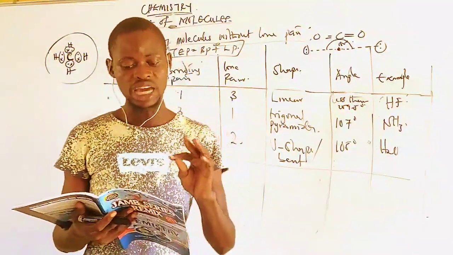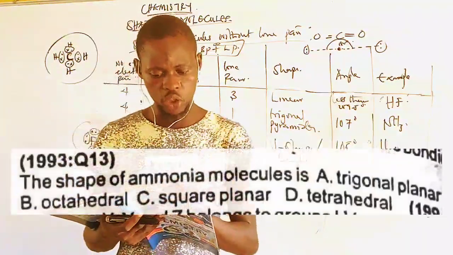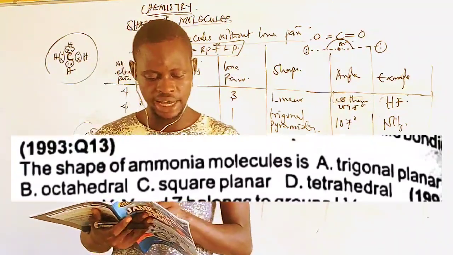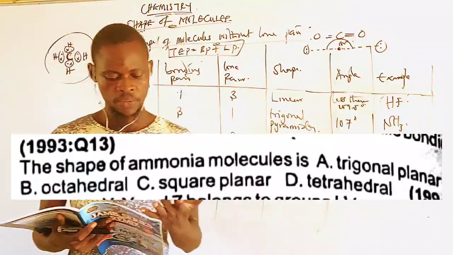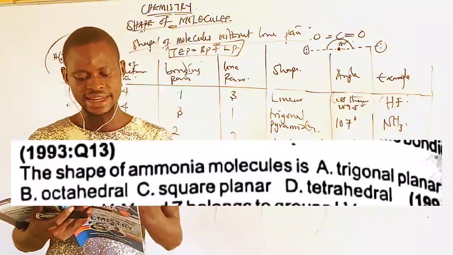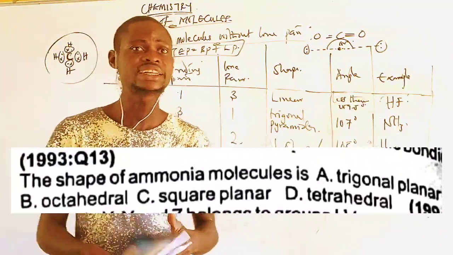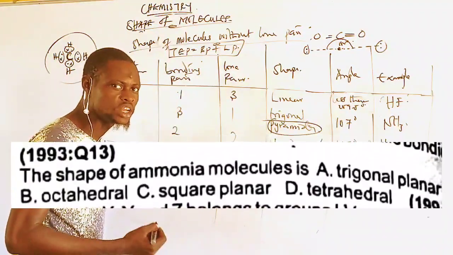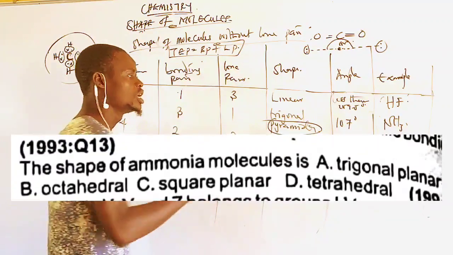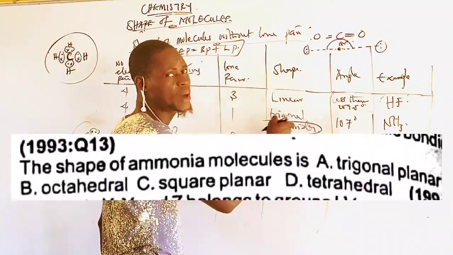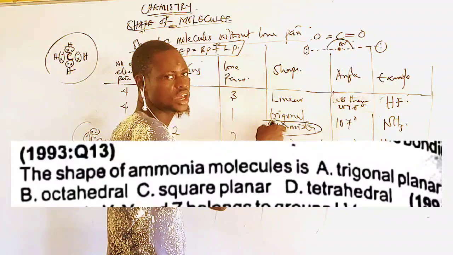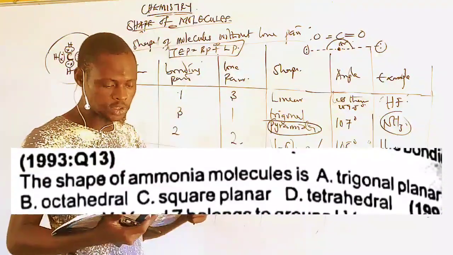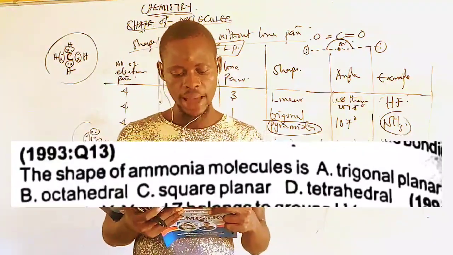Okay, the shape of the ammonia molecule is a dash. A, trigonal planar. B, octahedral. C, square planar. And D, tetrahedral. Now, another name for pyramidal is trigonal planar. You might not see pyramidal in an exam, but we can call this a trigonal planar. Are you getting it? Trigonal planar shape. So ammonia has a shape of what? Trigonal planar. So the option is trigonal planar.